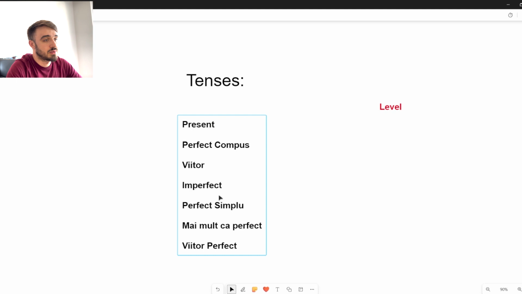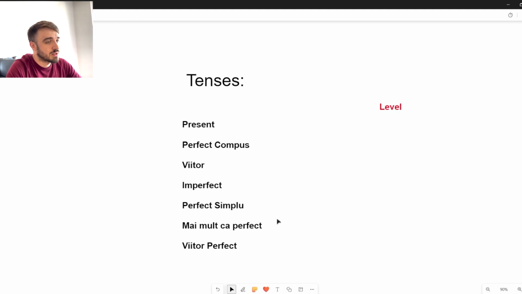Then perfect simplu, which is very impractical. It has its use, but it's a very impractical verb tense to learn in Romanian, because it's only used in one region of the country, and also in literature and lyrics. So if you want to learn perfect simplu, it is useful, I'm not saying not, but you might want to do it later on in your studies.